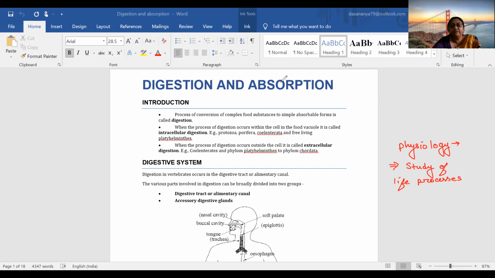In case of plants, photosynthesis is a life process. Respiration is a life process. They also have their own way of control and coordination. They maintain the water balance of the body. So all these are coming under plant and animal physiology. So in this part, we will be initiating with this chapter where we will talk about the digestive system.